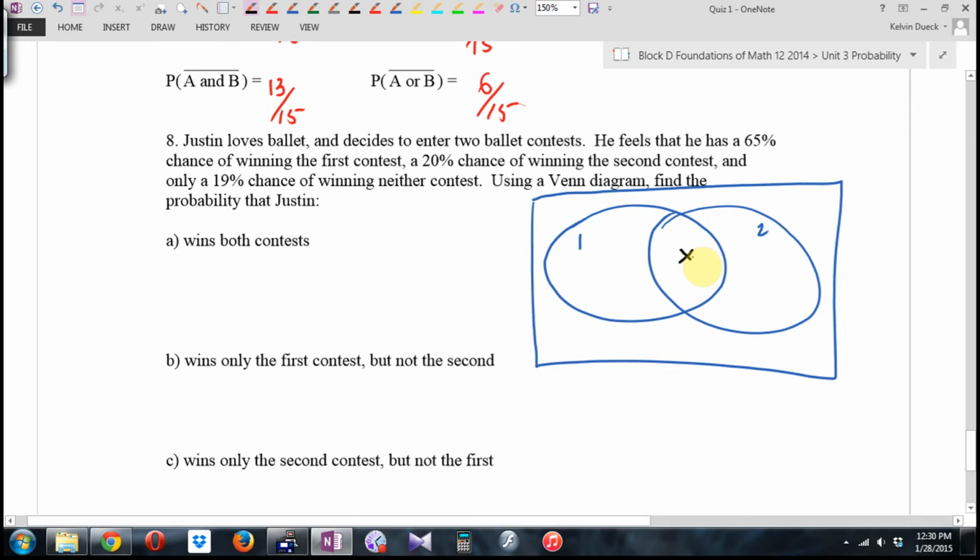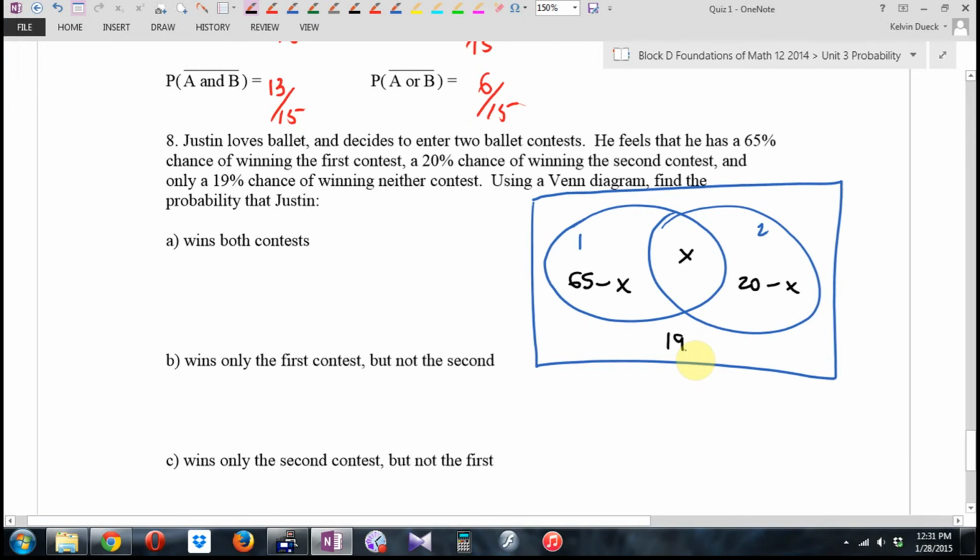Mark, what's the probability that Justin wins the first contest? Am I going to put a 65% right here? You're going to say no. What am I going to write there instead? Yes. And what am I going to put in the circle number 2 there? Minus X. And what am I going to put outside the circles? They did tell me neither. Great. Okay?